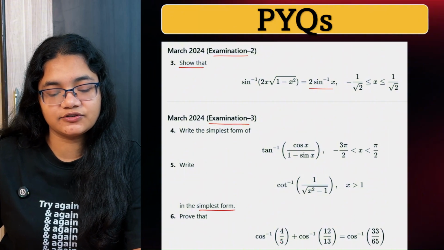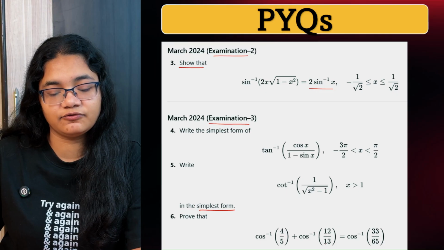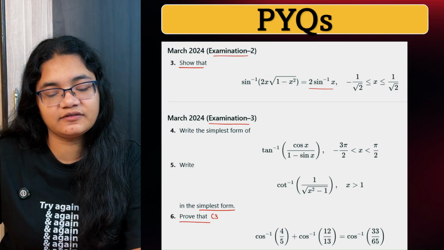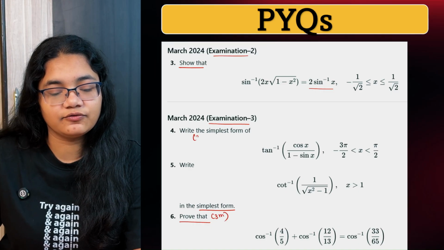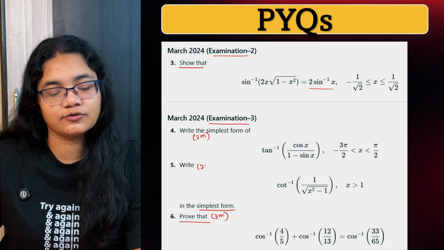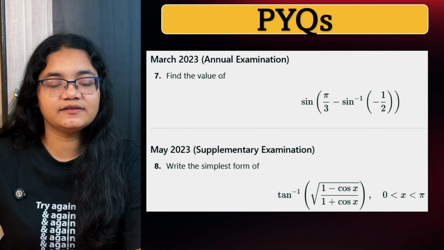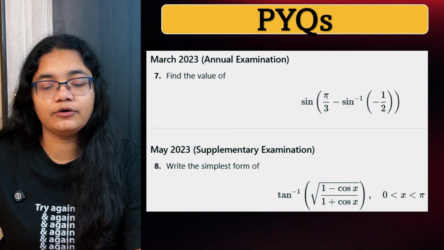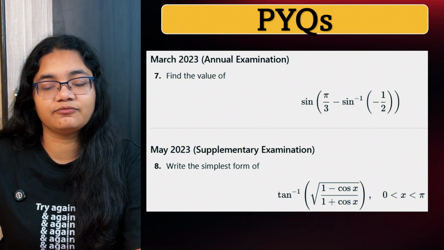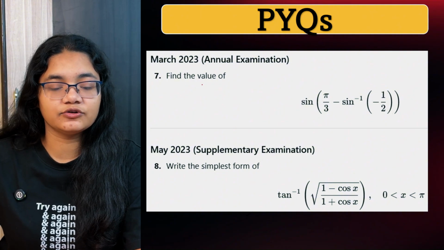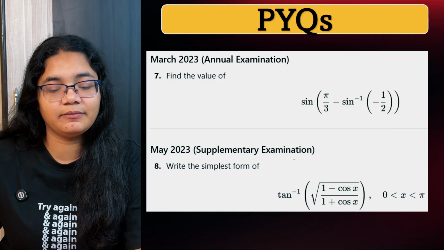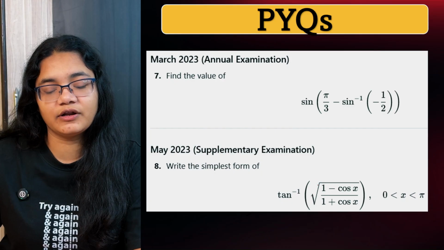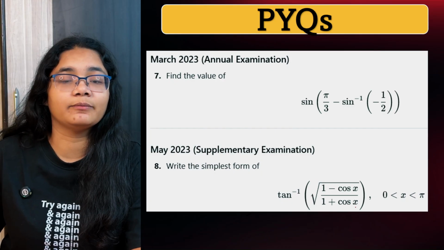Prove that cos inverse of 4 by 5 plus cos inverse of 12 by 13 is equal to cos inverse of 33 by 65. This is in the 3-marker section. This was in the 2-marker section, and this is also 2-marker section. Now you can see 2023 annual examination. Find the value of sine of (pi by 3 minus sine inverse of minus 1 by 2). Now this is also a question, and in 2023 supplementary examination, write the simplest form of tan inverse of root of (1 minus cos x) divided by (1 plus cos x).